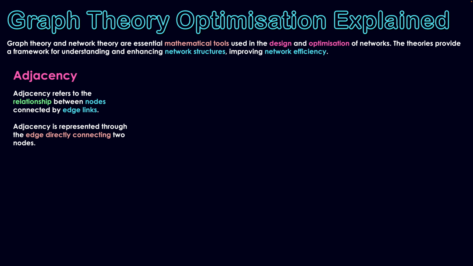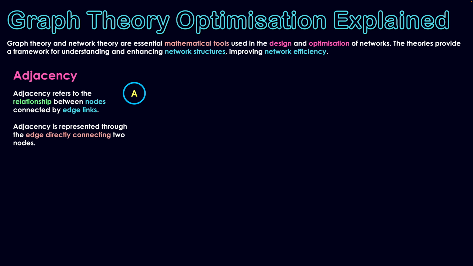And the first one is that of adjacency. Adjacency refers to the relationship between nodes that are connected by edge links. So we know the nodes are the circles in graph and network theory, and the edges are the lines that connect them. So we are looking at nodes that are directly connected to one another. Adjacency is represented through each directly connecting line or edge that connects two nodes.